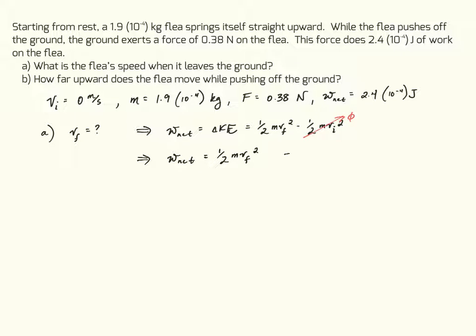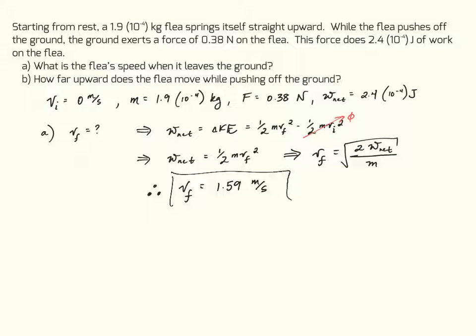Now rearranging that to solve for V final, we're going to get V final is equal to 2 times our net work divided by the mass, and then we're going to take the square root of all that stuff. So if we plug and chug all that stuff, we're going to get a value of V final, which is 1.59 meters per second. Okay, so there's our V final. That's how fast that flea is going right when it's leaving the ground.